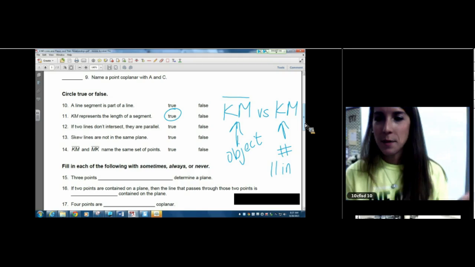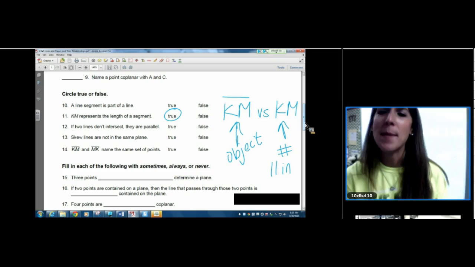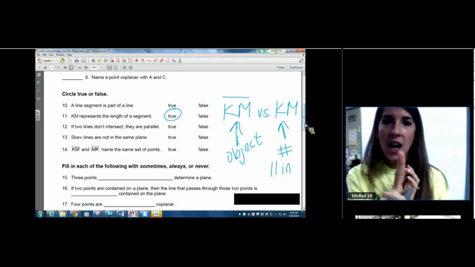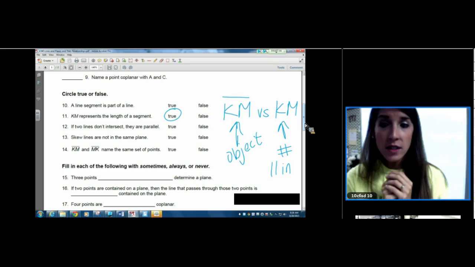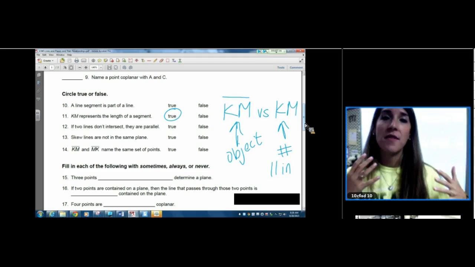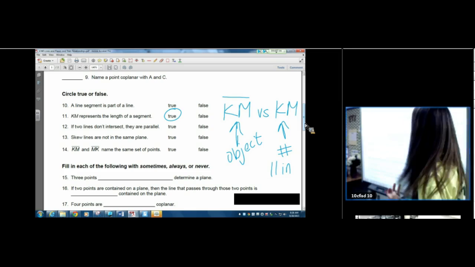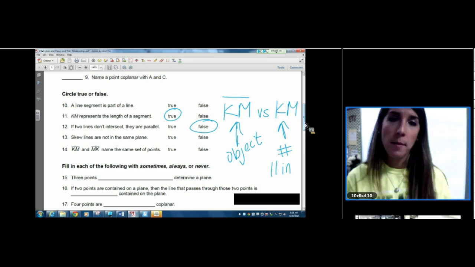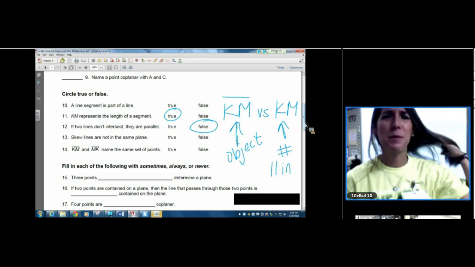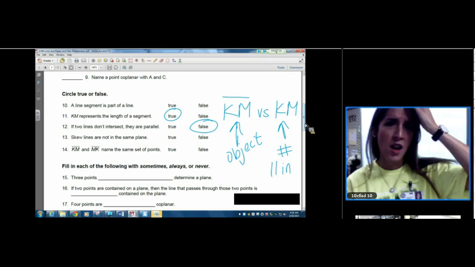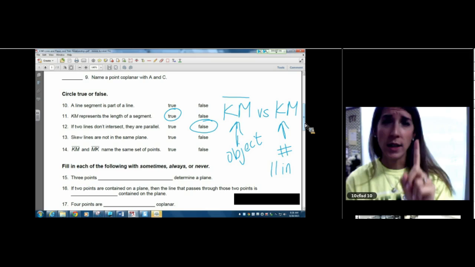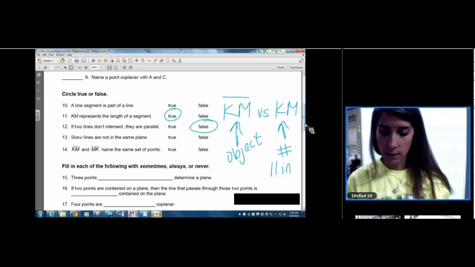Number 12. Someone asked, I think, if it could be maybe. There's no maybe here in true or false. We're going to talk about this today, but if you can think of even one time where a sentence is false, then the truth value of that sentence is false. So I can think of one time that this is false, skew lines, and that's why I'm going to circle false. You were probably saying, well, sometimes it's true and sometimes it's false. But I'm asking if this sentence is true or false, and it only takes one time for it to be false to make the whole sentence false.